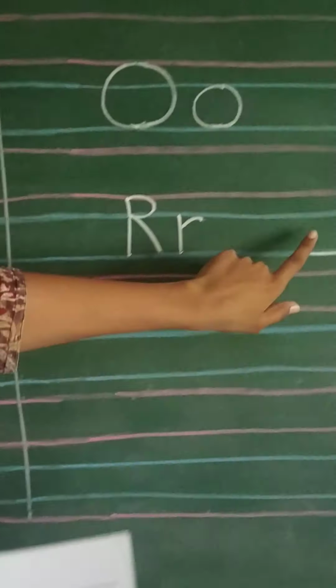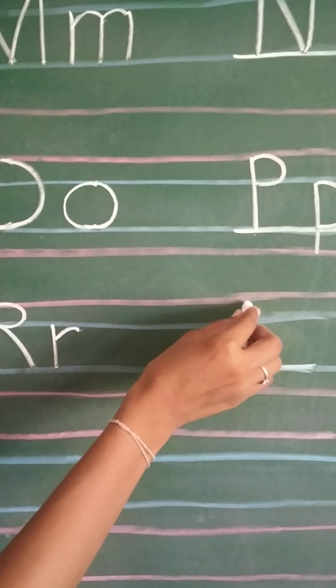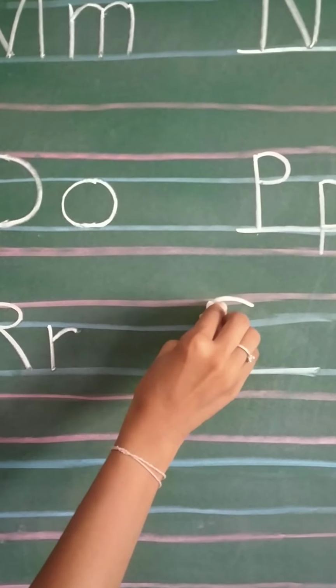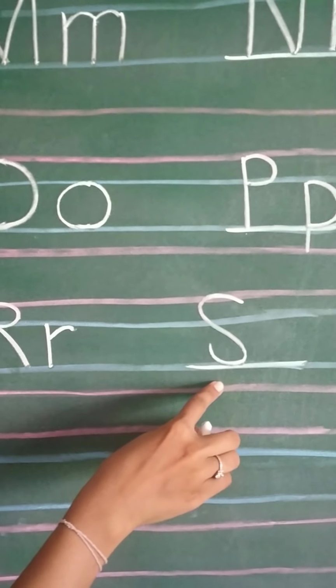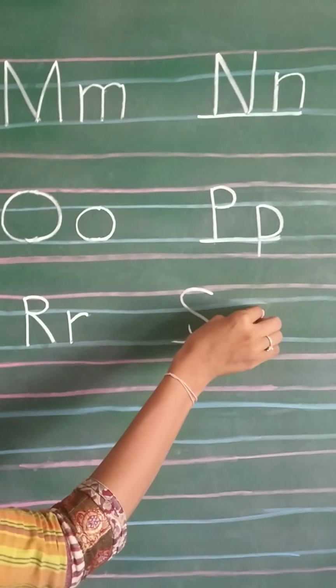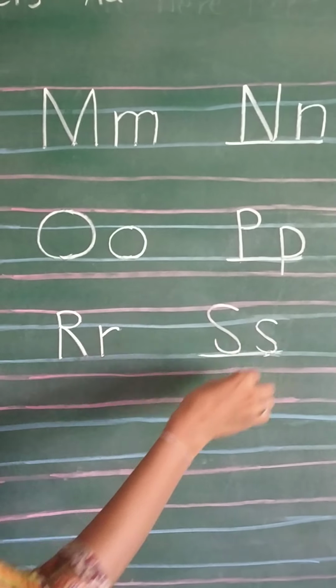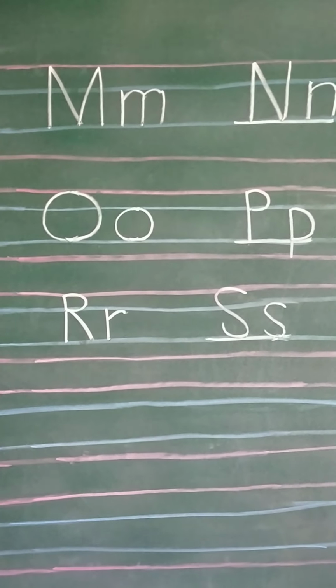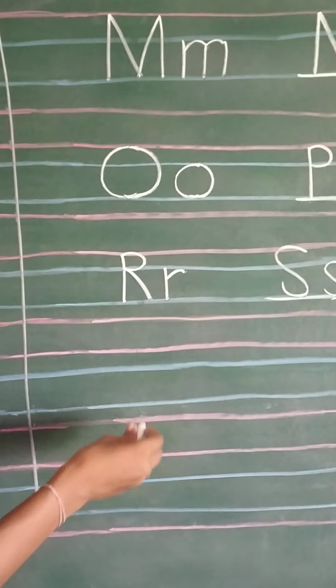Snow. What will we write here? R, after which letter? Letter S. Right here: curve, slant line, again curve. This is capital S. Now small s: curve, slant line, again curve. This is small s.